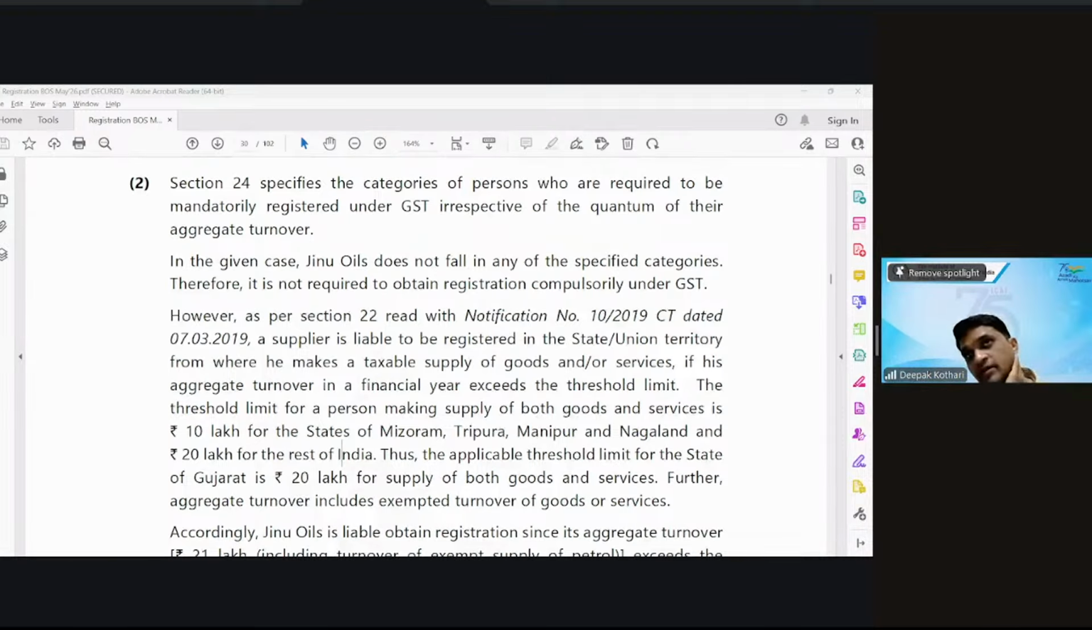Registration required, but tax payment is not there on petroleum. Right. So in case of agriculture, if he's producing silk related produce, he can claim exemption. Yes. It's agriculture produce, he can claim exemption.